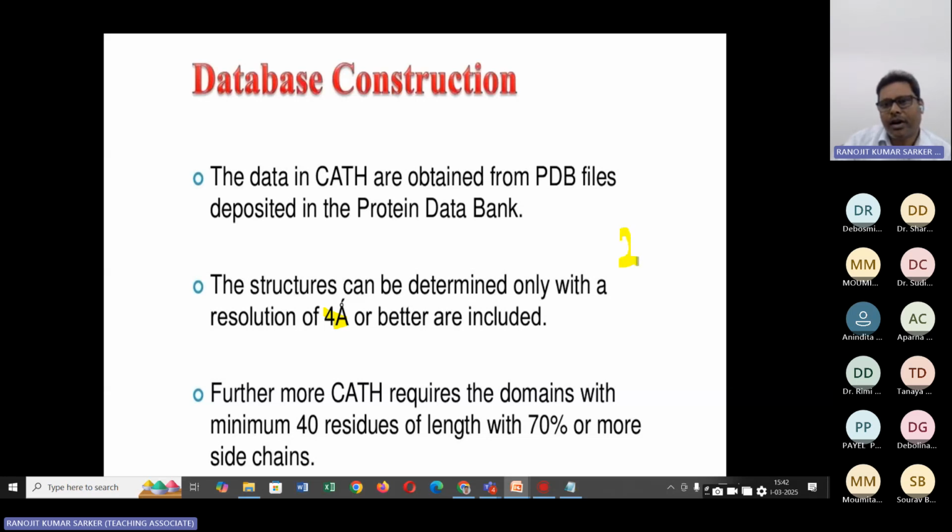Like say if I have a resolution of 2.30 and another resolution of 3.20, which one is better? Obviously the first one, 2.30, is better. So we say that this one has higher resolution. Higher resolution does not mean a higher magnitude of the resolution value. Higher resolution means a lower magnitude of the resolution value.